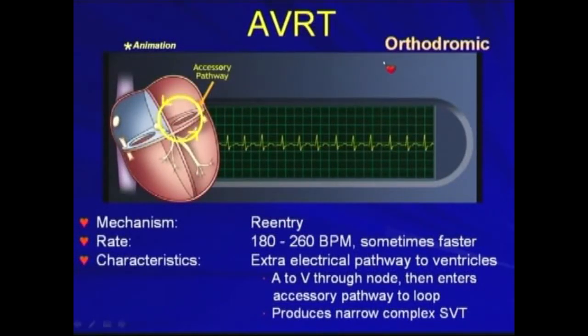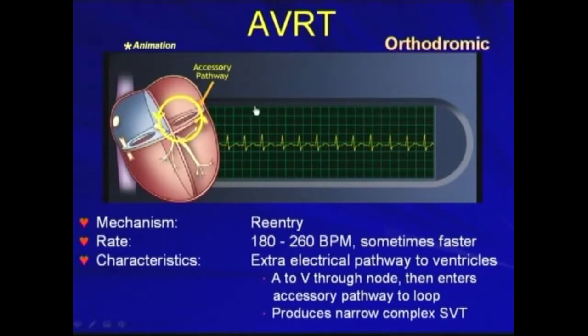Here is an example of orthodromic atrioventricular reentrant tachycardia. It's a narrow complex tachycardia. It's due to reentry, as mentioned before. The rate is usually 180 to 260 beats per minute. Sometimes it can be faster. And it's due to an extra electrical pathway to the ventricles.